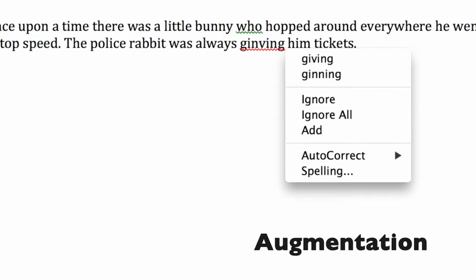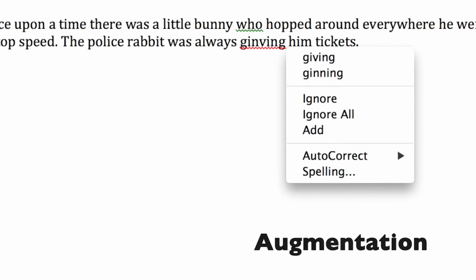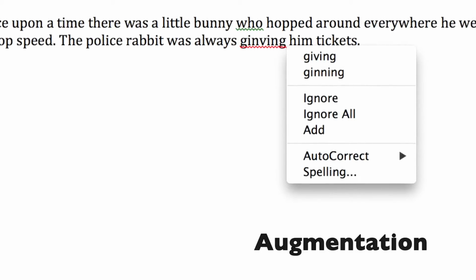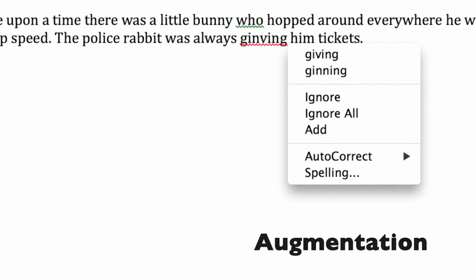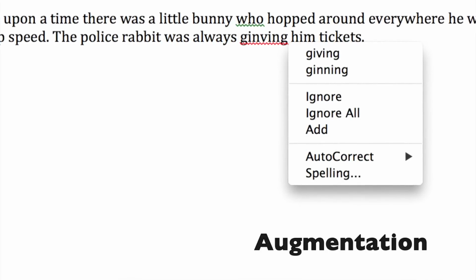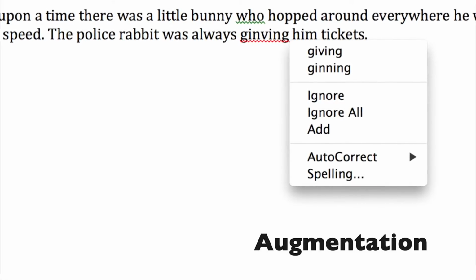When we look at augmentation, we're looking at technology as still a direct substitution, but we begin having some functional improvements. So for instance, using the word processor to write your essay, but augmenting it by using the automatic spell checking or the thesaurus or other tools that are built in.